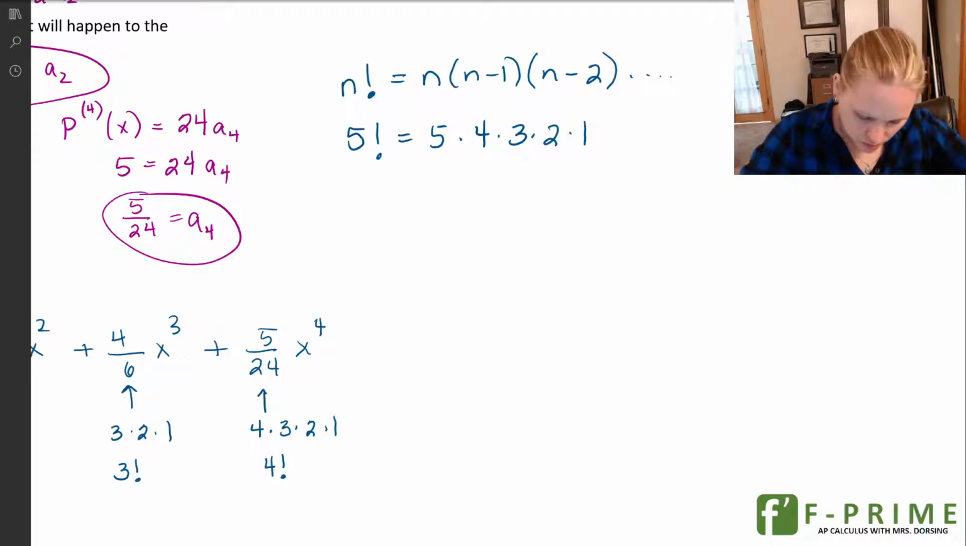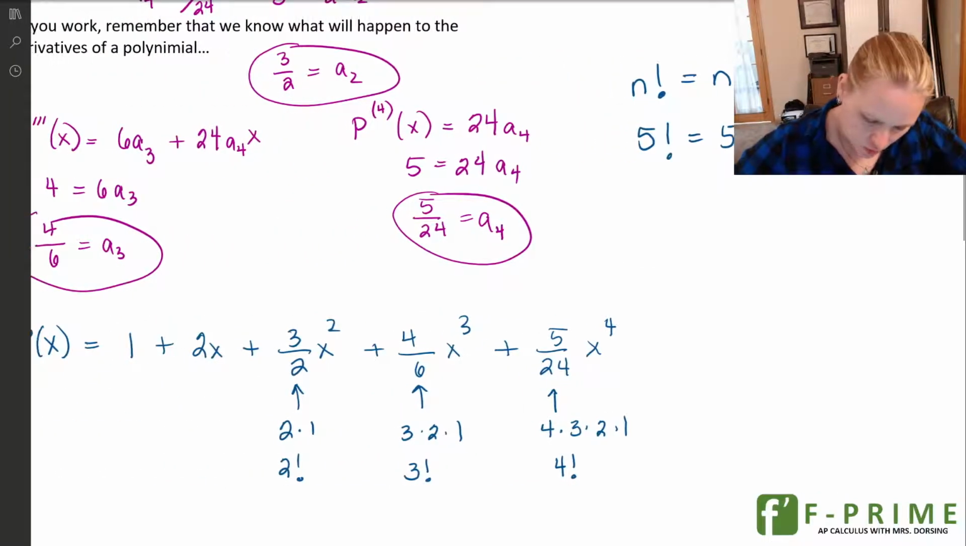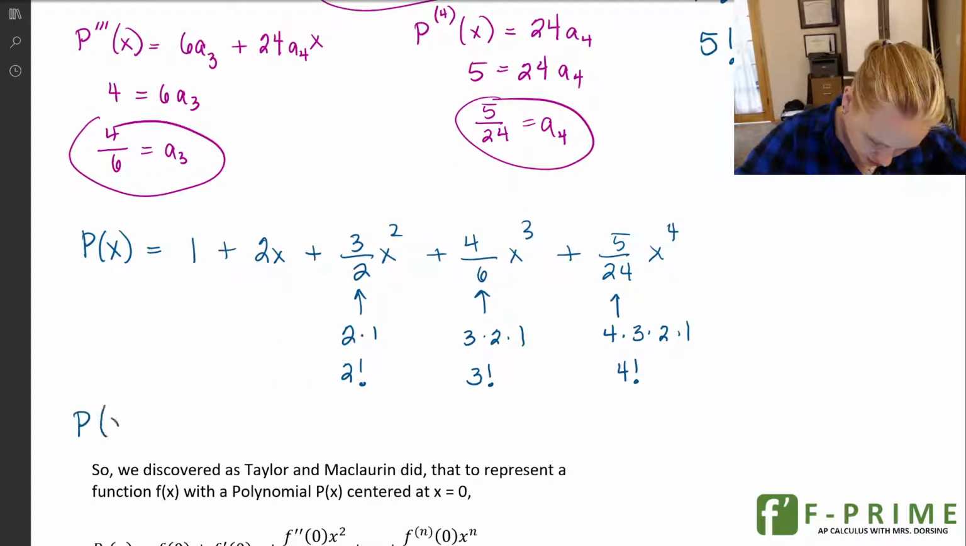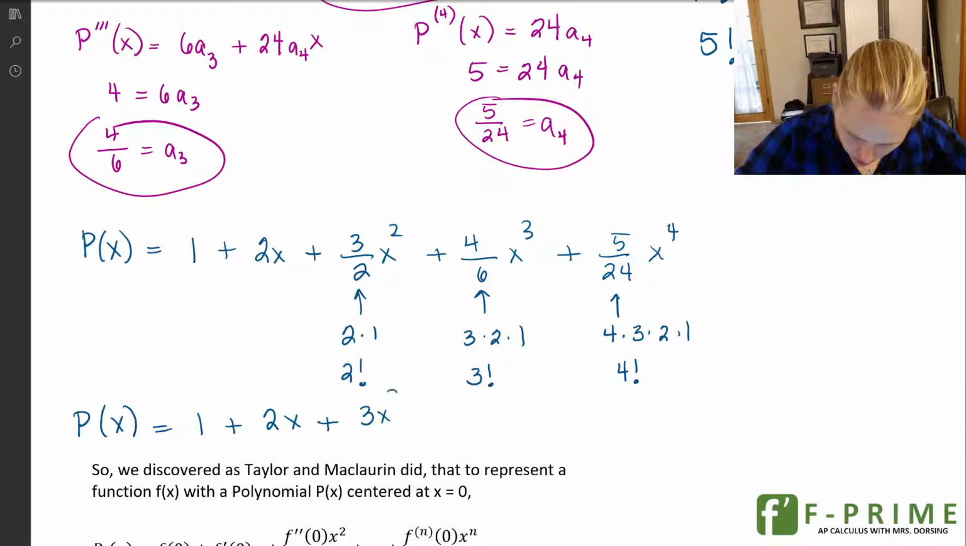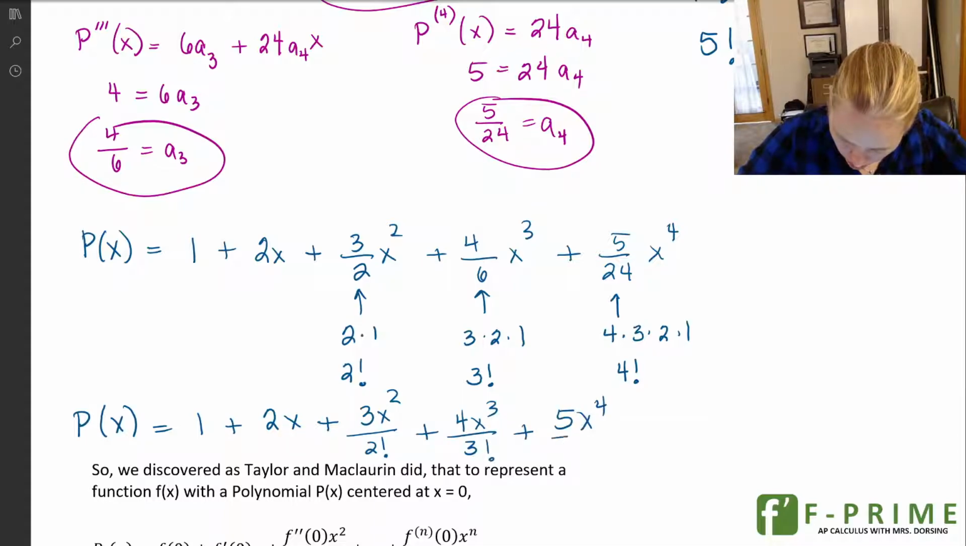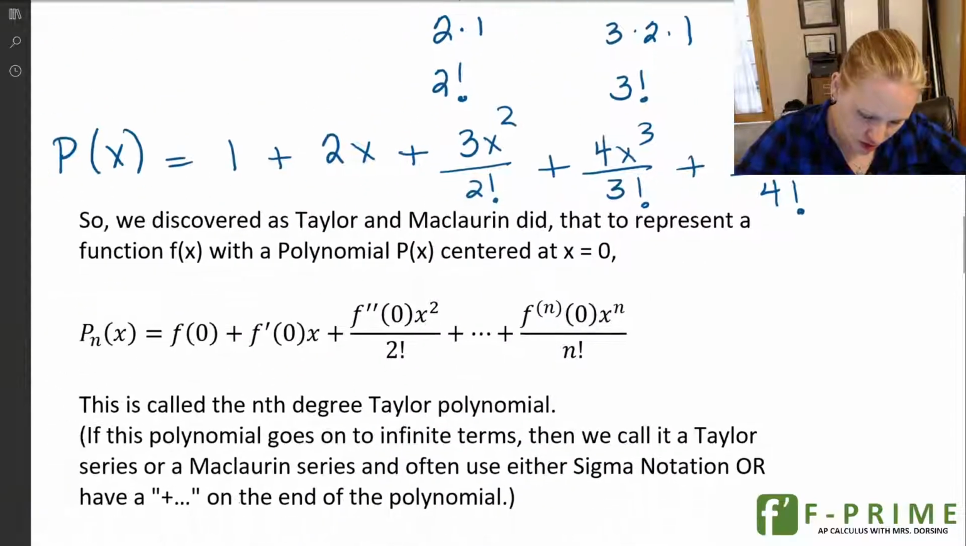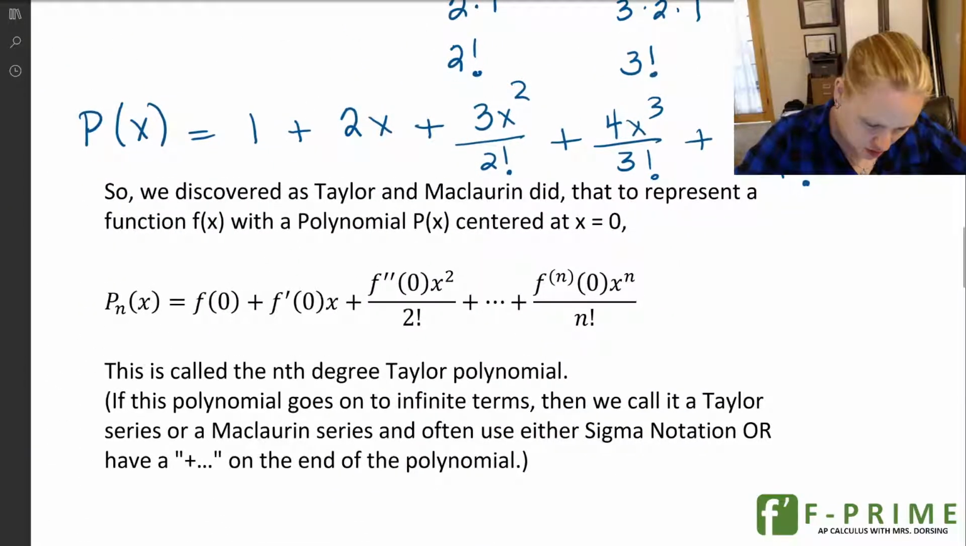Now, looking back at this little pattern, if I rewrite this using that factorial, I have 1 plus 2x plus 3x squared over 2 factorial plus 4x cubed over 3 factorial plus 5x to the 4th over 4 factorial. Let's identify a few key features here, and show a little bit of what's going on.